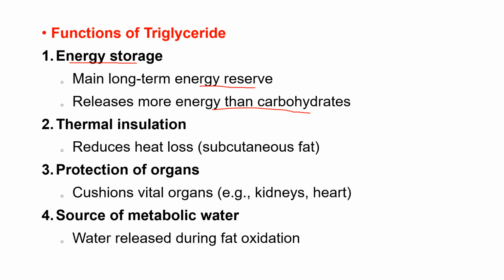Then the other function is thermal insulation. This reduces heat loss, for example, subcutaneous fat, which is found under our skin. And it can be used as protection of organs. For example, it can protect vital organs like the kidney and the heart.